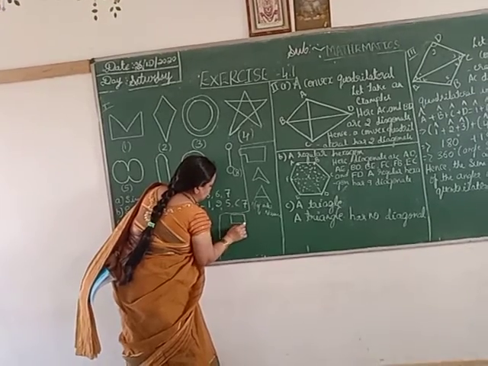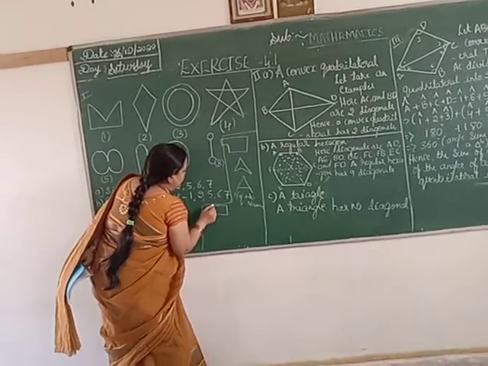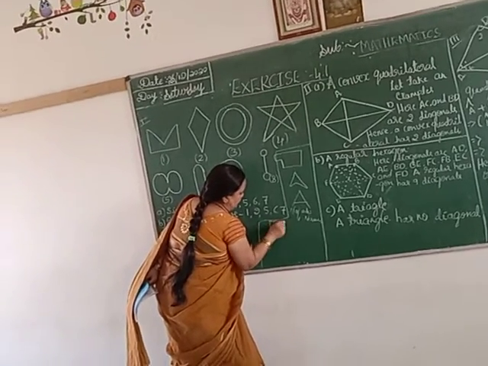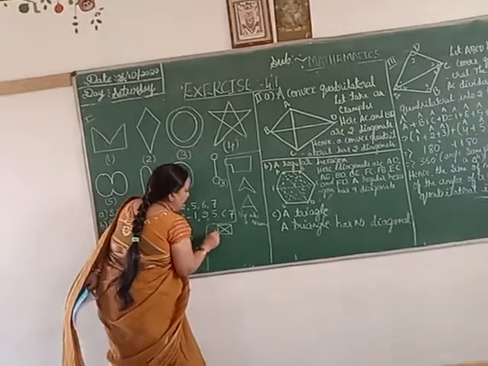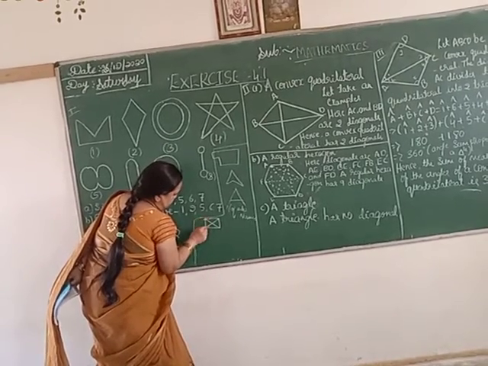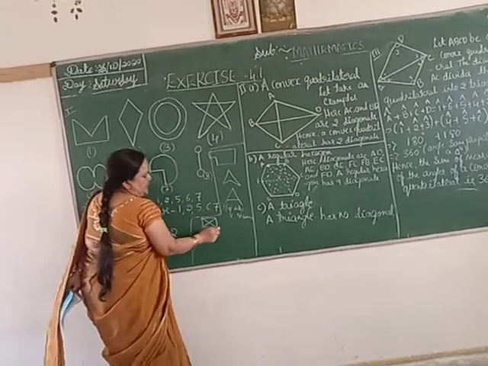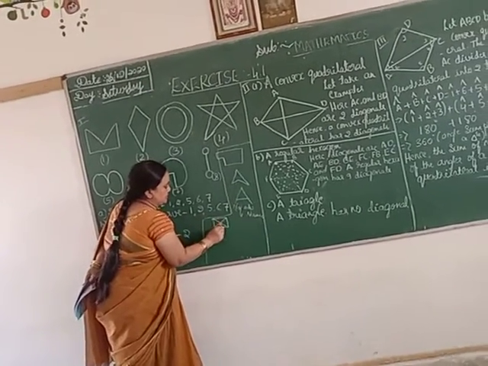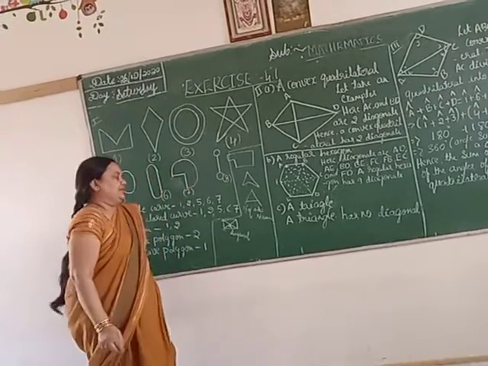But if at all I am just joining two vertices which are not adjacent, means see, these are all vertices, right? So this is one vertex, this is the next adjacent vertex, right? So leaving this, if we join the non-adjacent vertices, this is called a diagonal. We call this a diagonal. So you know very well, children.